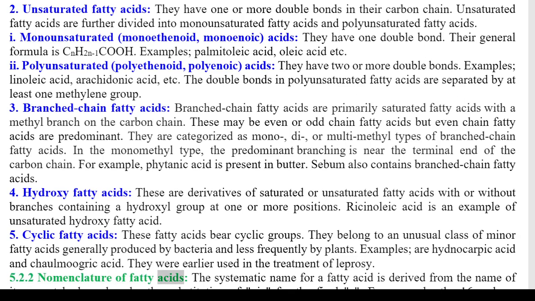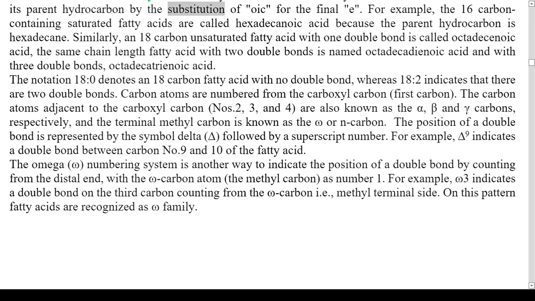5.2.2 Nomenclature of fatty acids. The systematic name for a fatty acid is derived from the name of its parent hydrocarbon by substituting -oic for the final e. For example, the 16-carbon saturated fatty acid is called hexadecanoic acid because the parent hydrocarbon is hexadecane. Similarly, an 18-carbon saturated fatty acid is called octadecanoic acid. The same chain length fatty acid with 2 double bonds is named octadecadienoic acid, and with 3 double bonds, octadecatrienoic acid. The notation 18:0 denotes an 18-carbon fatty acid with no double bond, whereas 18:2 indicates that there are 2 double bonds.